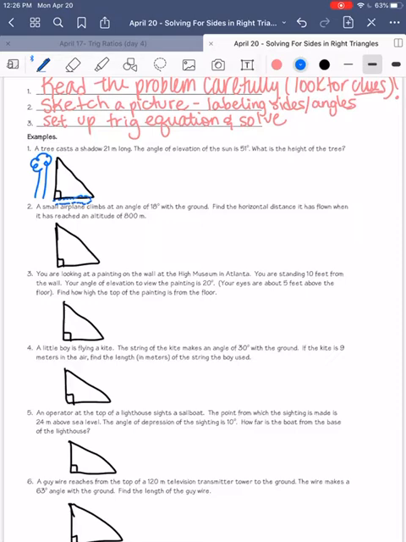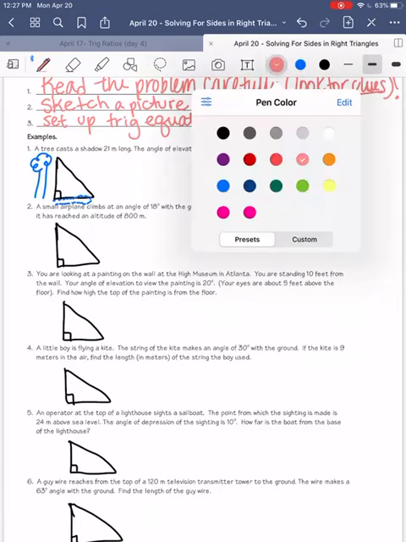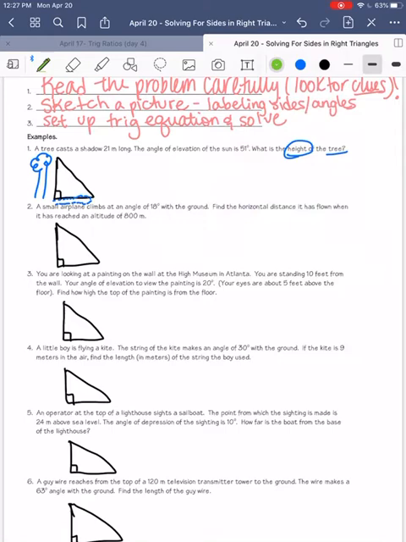And then the angle of elevation is 51 degrees. What is the height of the tree? So that's what we're looking for. That's going to be our X or our unknown. So we're going to label this. We need to put the 21 somewhere. A shadow's on the ground, so 21 meters is going to go here. The angle of elevation is us looking up, so the angle of elevation is going to go here. And then the height of the tree is our unknown, our X, and it would go there. Does that make sense with everything that we have in the picture?